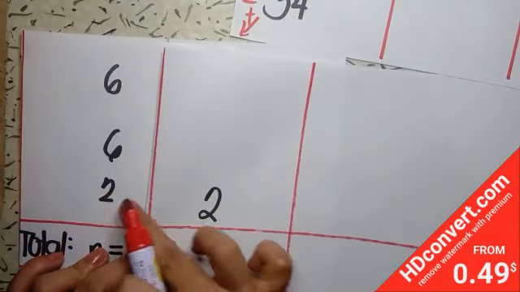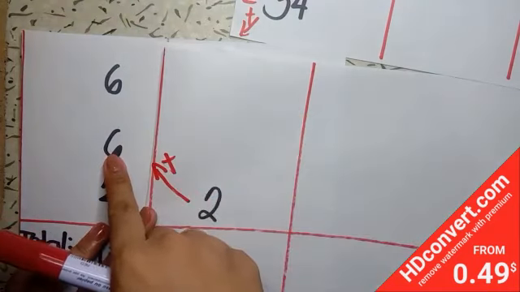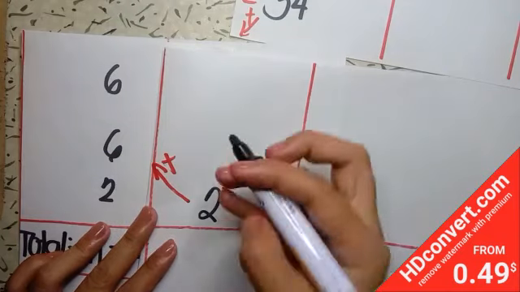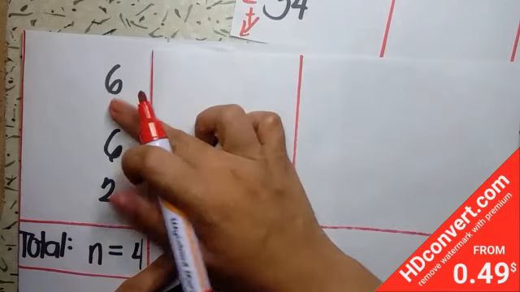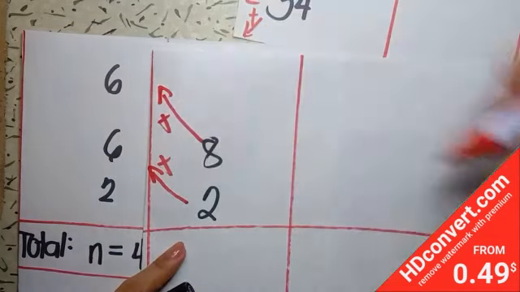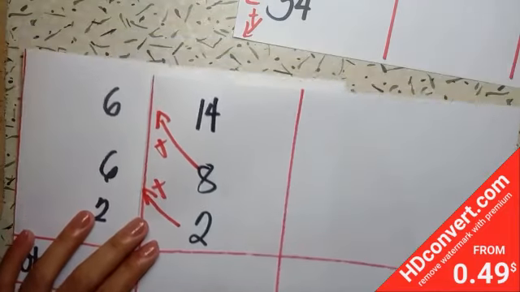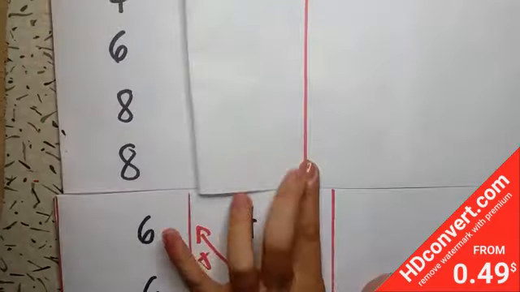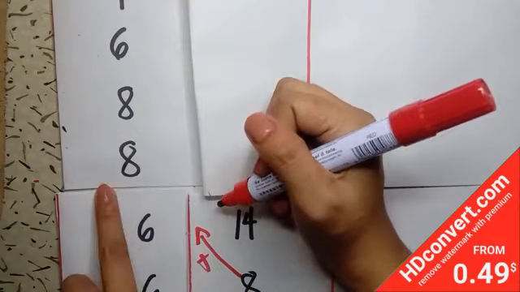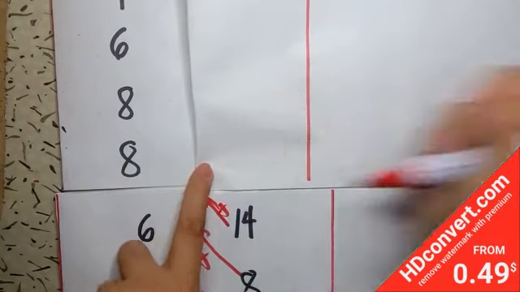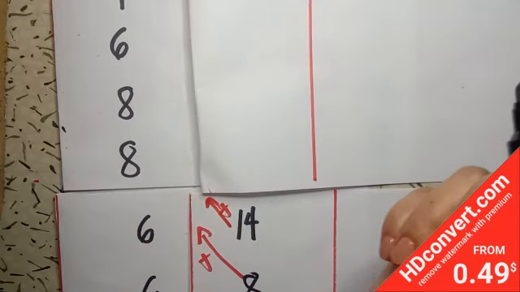Since we just copied the first one, the 2, add it to this 6. So, 2 plus 6 is 8. Then the 8, add it to the 6. So, 8 plus 6 is 14. Next, the 14, add it to the 8. So, 14 plus 8 is 22.